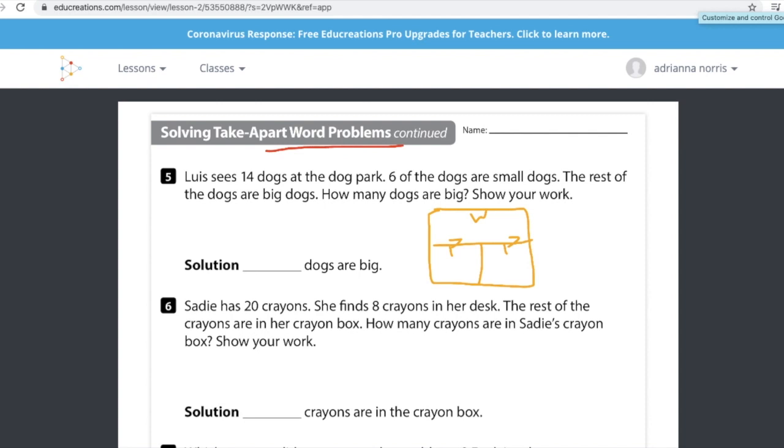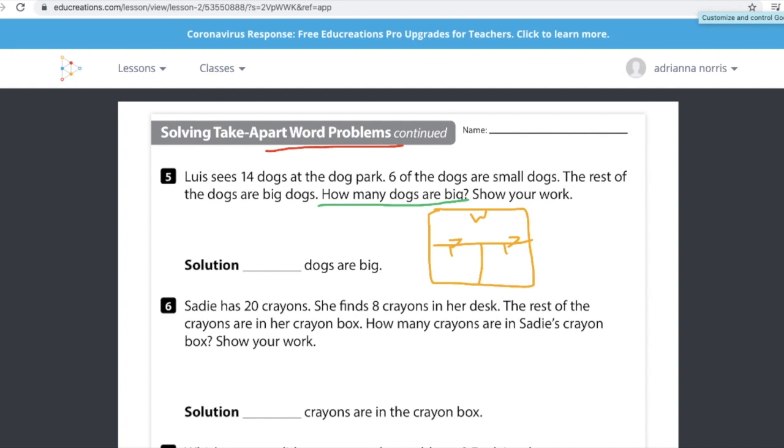Louis sees 14 dogs at the dog park. 6 of the dogs are small dogs. The rest of the dogs are big dogs. How many dogs are big? Show your work. I'm going to underline the question because that's what we want to find out, which means we don't know the answer to that.